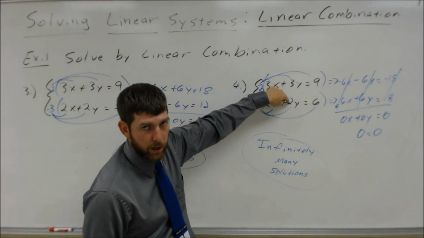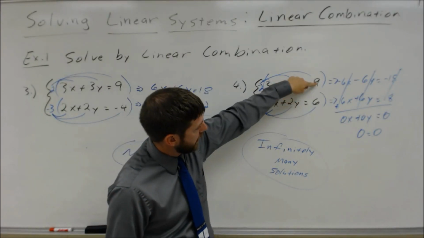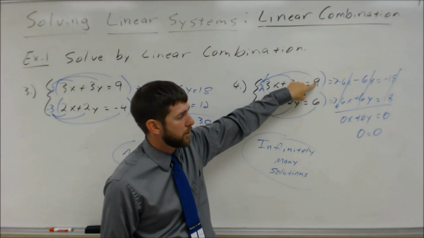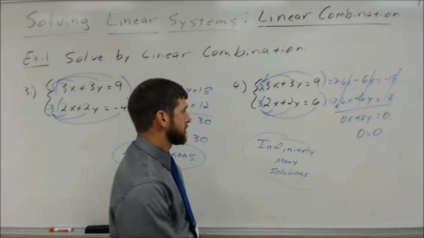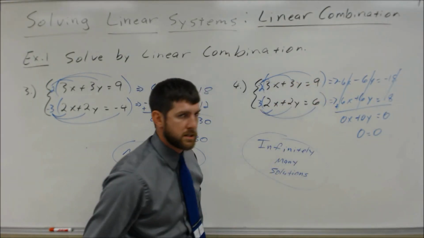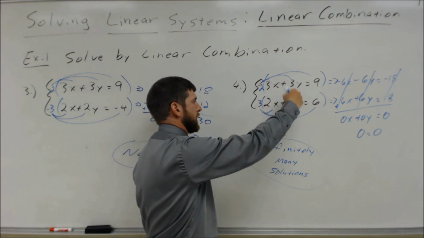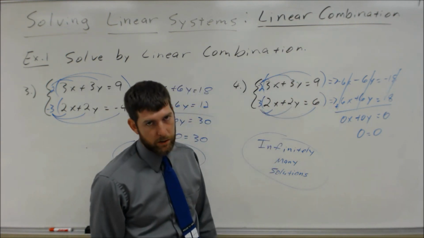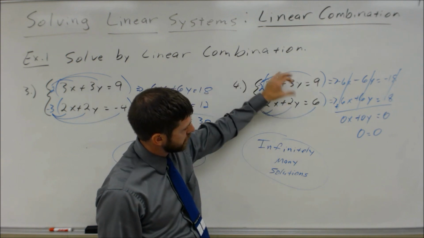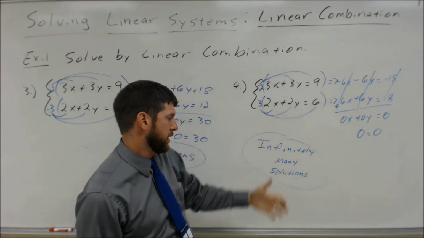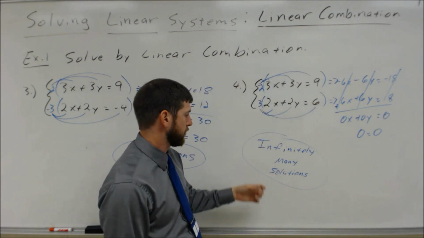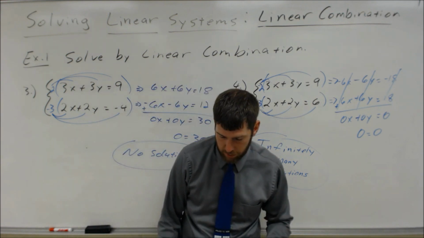Divided by 3, multiplied by 2, turned that into 2. And divided this one by 3, got 3, multiplied by 2, made it a 6. So since all three pieces were multiplied by the same value, that tells us that the slope and the y-intercept are equivalent. That means we have two of the identical line, infinitely many solutions.